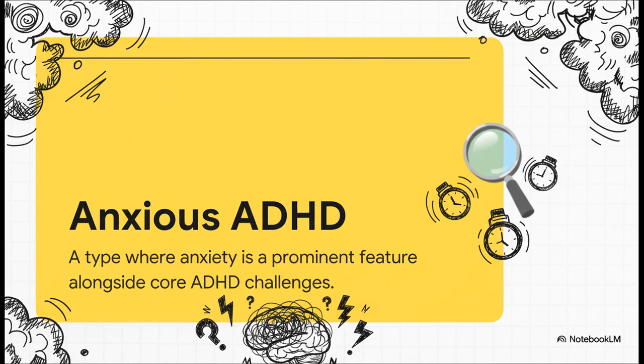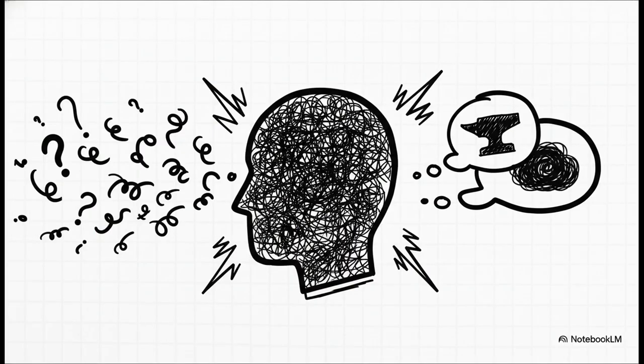Next up is anxious ADHD, and this is a really common one, actually. The idea here is that you've got all the typical challenges of ADHD, but they're cranked up to 11 by this constant feeling of worry or tension or just general nervousness. So think about it like this. It's not just about being distracted. It's being distracted and worried at the same time. You might always feel on edge, or your brain might automatically jump to the worst-case scenario in any situation. And as you can imagine, that makes dealing with the core ADHD symptoms a whole lot tougher.